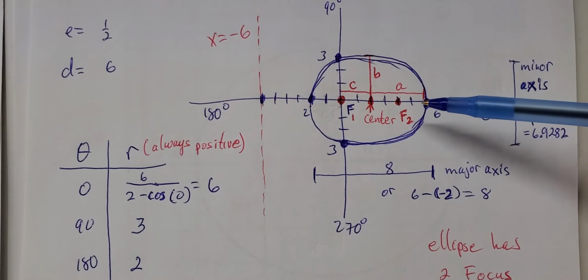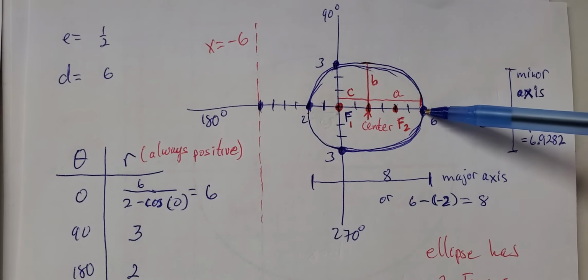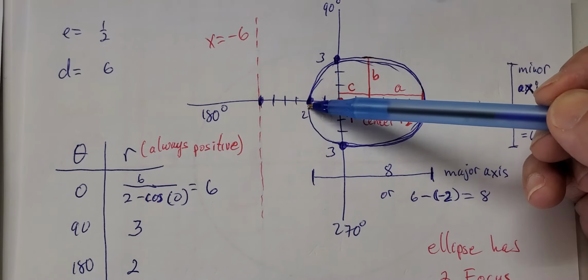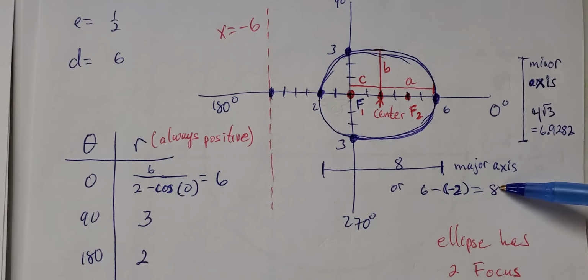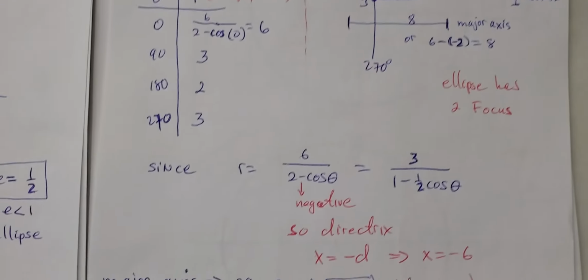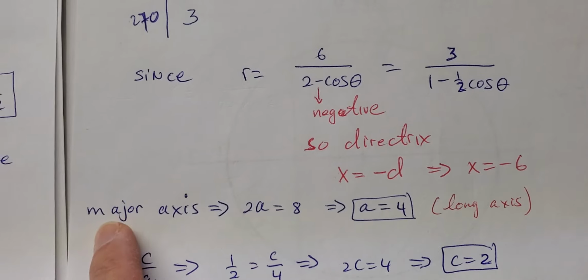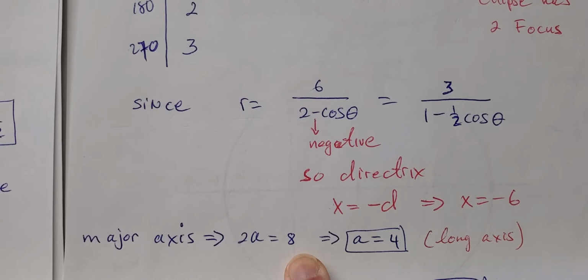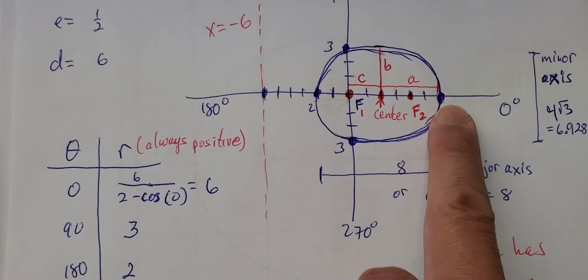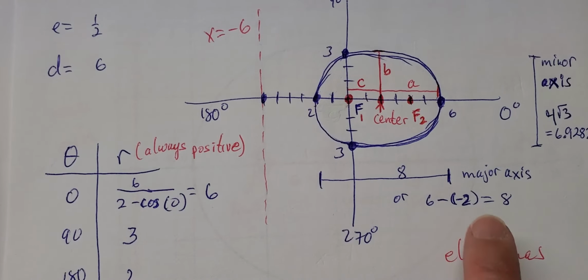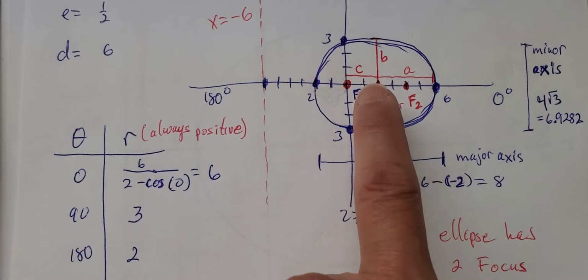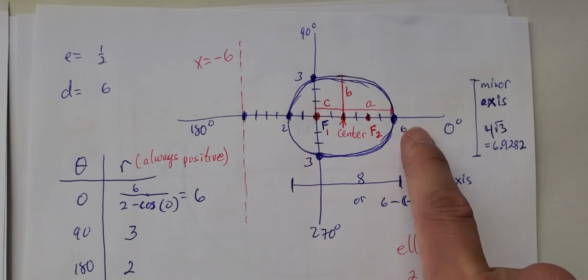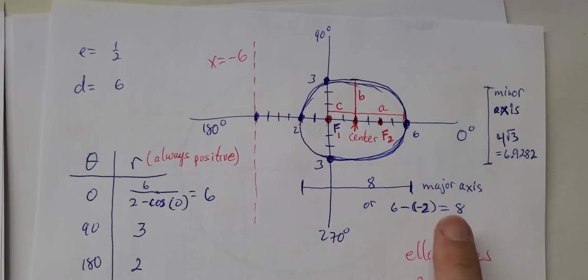All you have to do is just take 6, here's your vertex, 6, subtract -2, and your major axis is 8. Okay, all right, so either that or you can do this too. Major axis is always 2a, and we know that the distance is 8. So your major axis is 6 subtract -2, which comes out to be 8. Okay, but we want to know what a is.